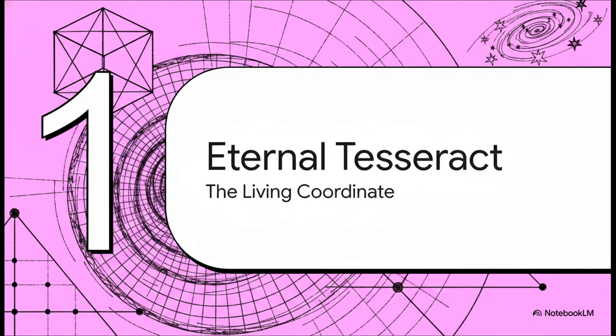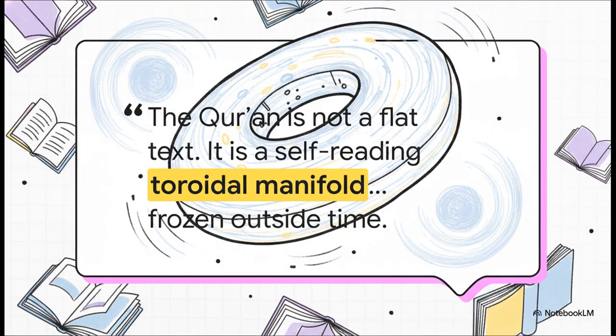All right, Section 1, the eternal tesseract. Let's look at this living coordinate system. The sources state this beautifully. The Quran is not a flat text. It is a self-reading toroidal manifold frozen outside time. I mean, wow. The universe isn't just drifting toward entropy and decay, it's actually a breathing, self-reading topological engine. The mandala perfectly explains why the breath returns. In this framework, you don't just read the book, the book actually reads you.